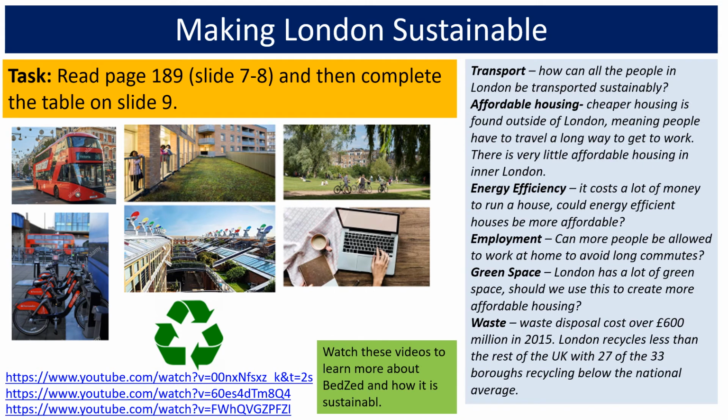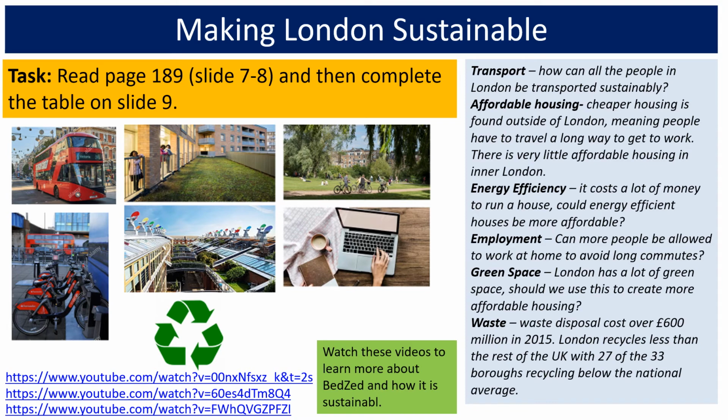Affordable housing. At the moment, cheaper housing is often found outside of London, meaning people have to travel a long way to get into work. There is actually very little affordable housing in inner London. If you want to live in inner London or in the CBD near to the offices, it's very, very expensive. So that's a problem that obviously needs to be solved.